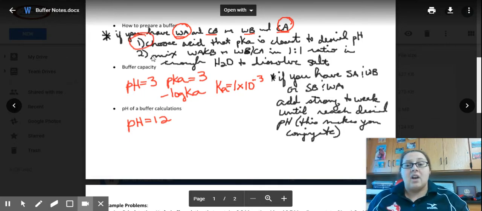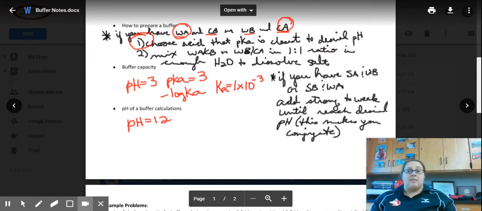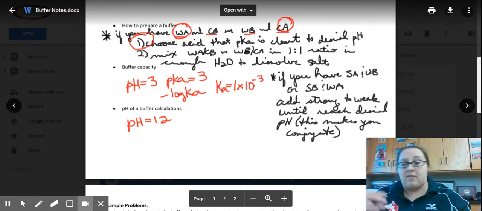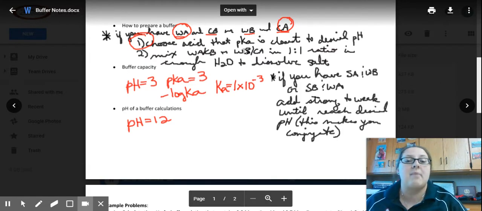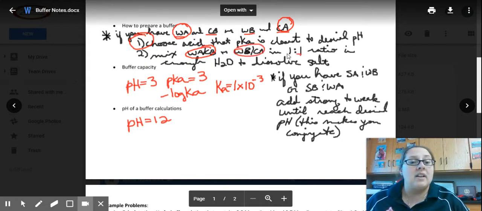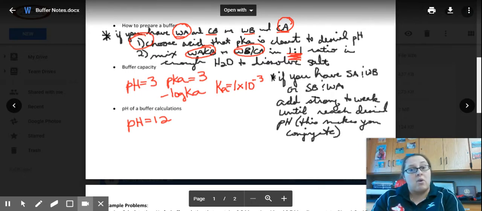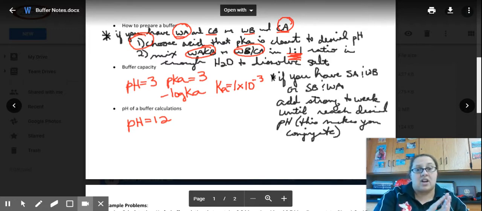Number 2, once I've chosen the correct acid and conjugate, I'm going to mix my weak acid and conjugate base, or if I'm working with the other thing, my weak base and my conjugate acid. I'm going to mix the components in a 1-to-1 ratio. I'm going to explain why that 1-to-1 ratio is important. When I say 1-to-1 ratio, I mean 1 mole of weak acid to 1 mole of conjugate base, or 1 mole of weak base to 1 mole of conjugate acid.